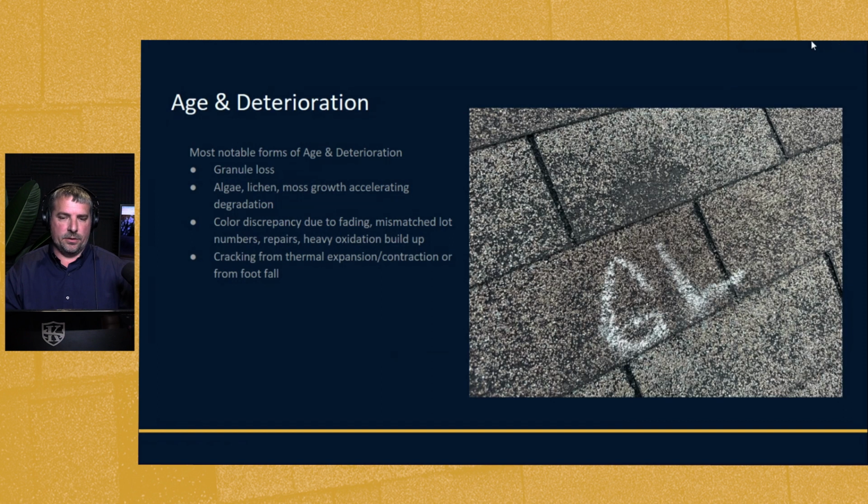All right, our next category is age and deterioration. Most notable forms of age and deterioration that we see, again, day in and day out: granule loss, algae, lichen, moss growth, and just normal accelerated degradation. Color discrepancies due to fading, mismatched lot numbers, repairs, heavy oxidation buildup on the surface of the roof.